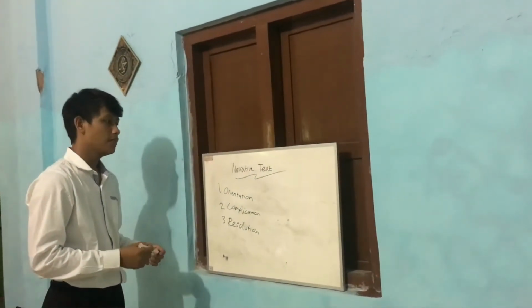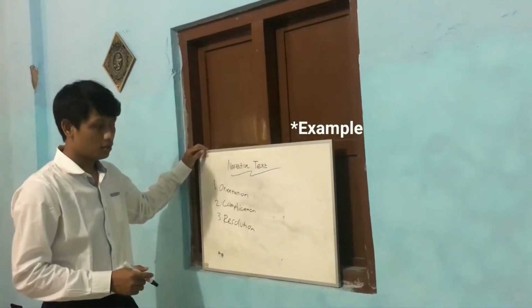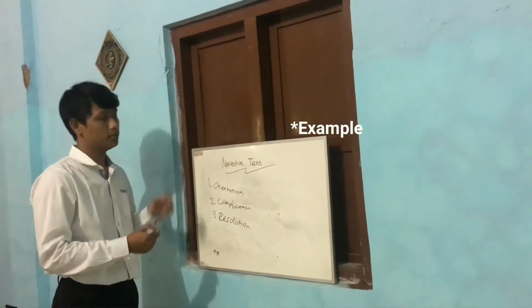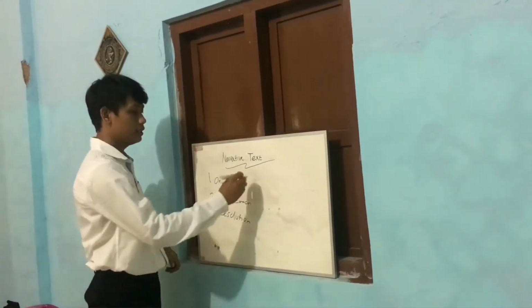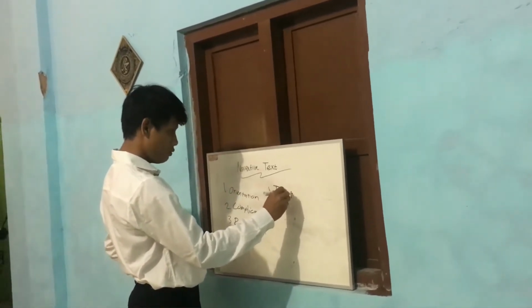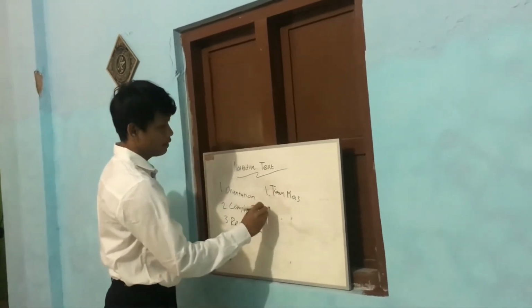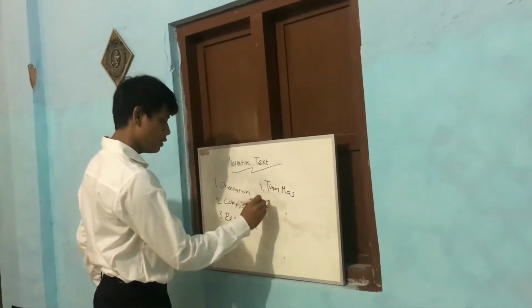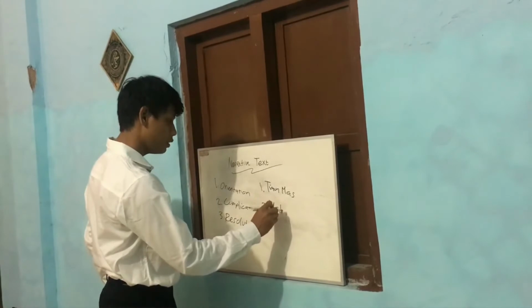And in Indonesia, we have a lot of narrative texts, stories from the people. The first example is Timun Mas. The second is Malin Kundang.